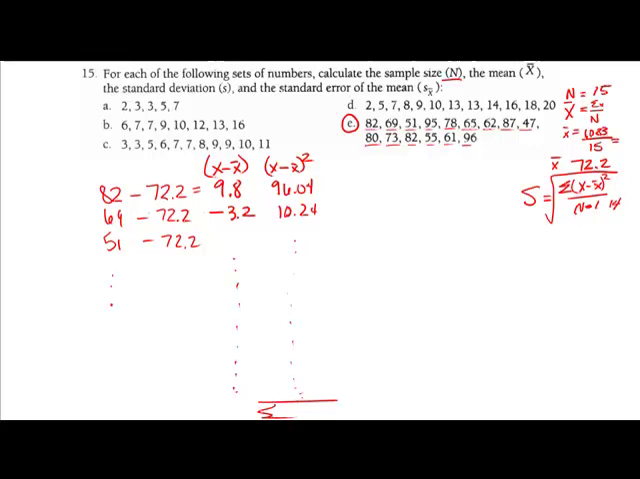I don't want to do this for the next half an hour, so I'm going to cheat. And I'm just going to write down that this is 15.27. The last thing it asks us to calculate is the standard error of the mean, and that is our s, 15.27, divided by the square root of n, the square root of 15, is 3.87.